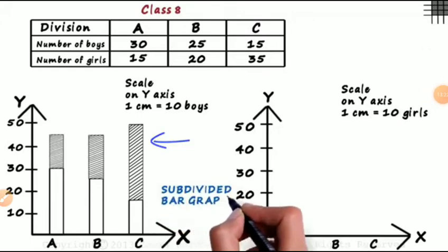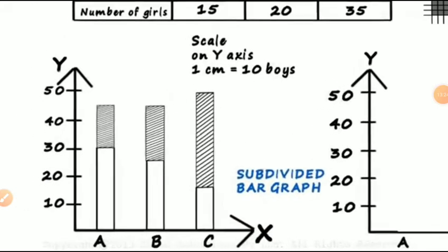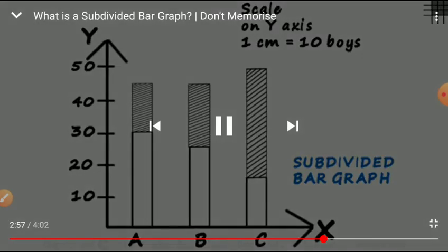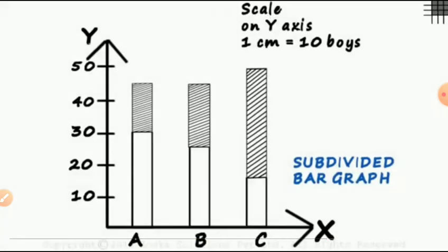How is this different from the joint bar graphs? We can see that this graph also tells us the total number of students in each division. Division A has around 45 students. Division B has also around 45 students. And Division C has 50 students.